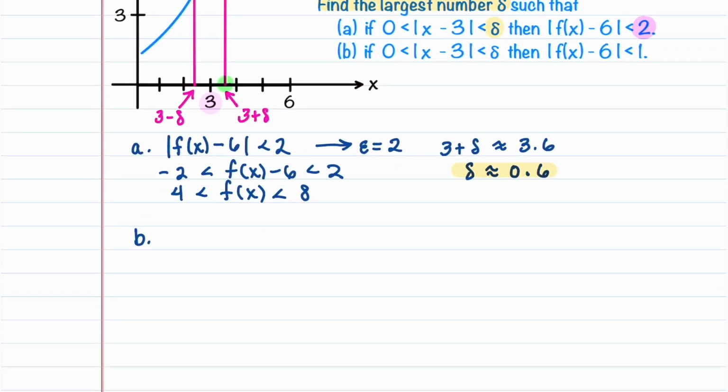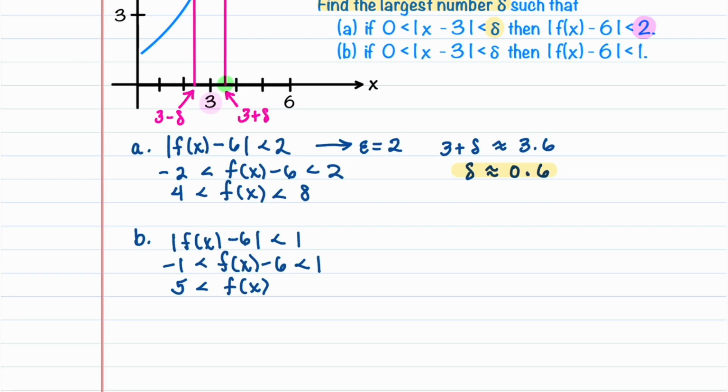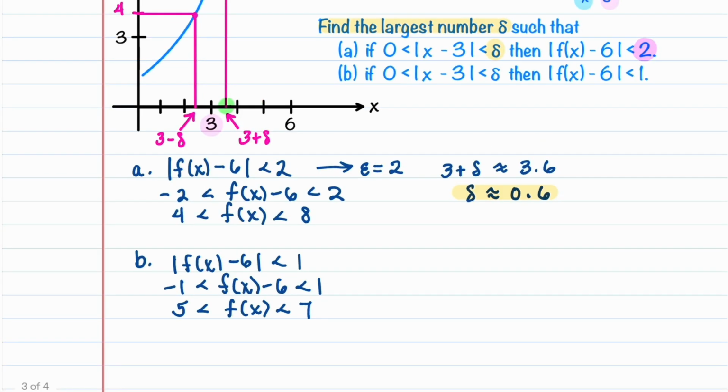Now let's look at part B. We're going to do the same thing, but now our interval for f of x is going to be smaller. We have the absolute value of f of x minus 6 is less than 1. So we have minus 1 is less than f of x minus 6 is less than 1. Adding 6 to all three pieces, we get 5 is less than f of x is less than 7. Let's also make a note that epsilon is equal to 1.